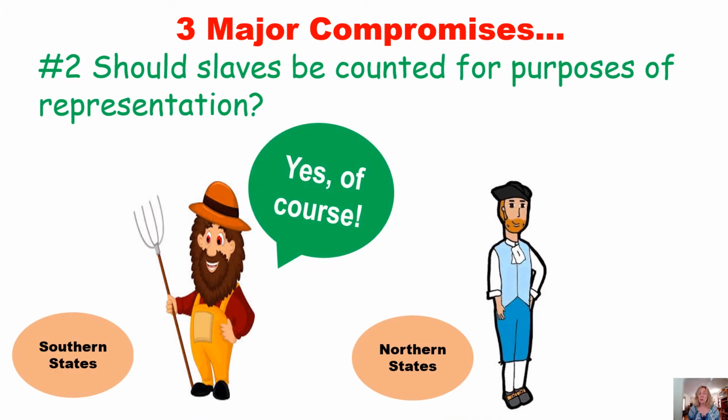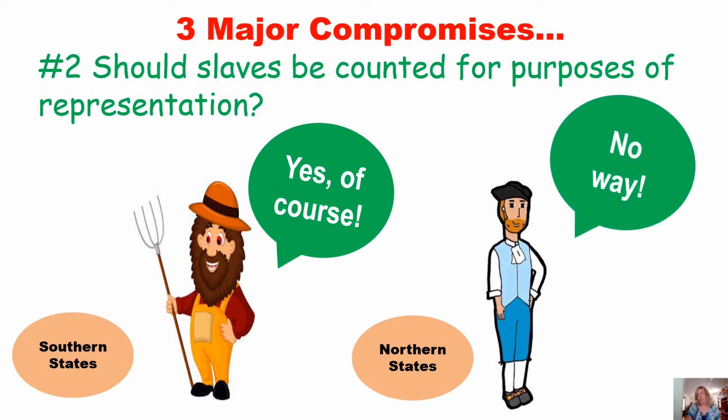The second issue that arose was the question of slaves. Should they be counted for purposes of representation? Now remember, in the House of Representatives, the more people you have in your state, the more representatives you get to send to Congress. The southern states said, but of course slaves should be counted. At the time, about 40% of the population in the South were slaves. So this would make a big difference in how many representatives they get to send.